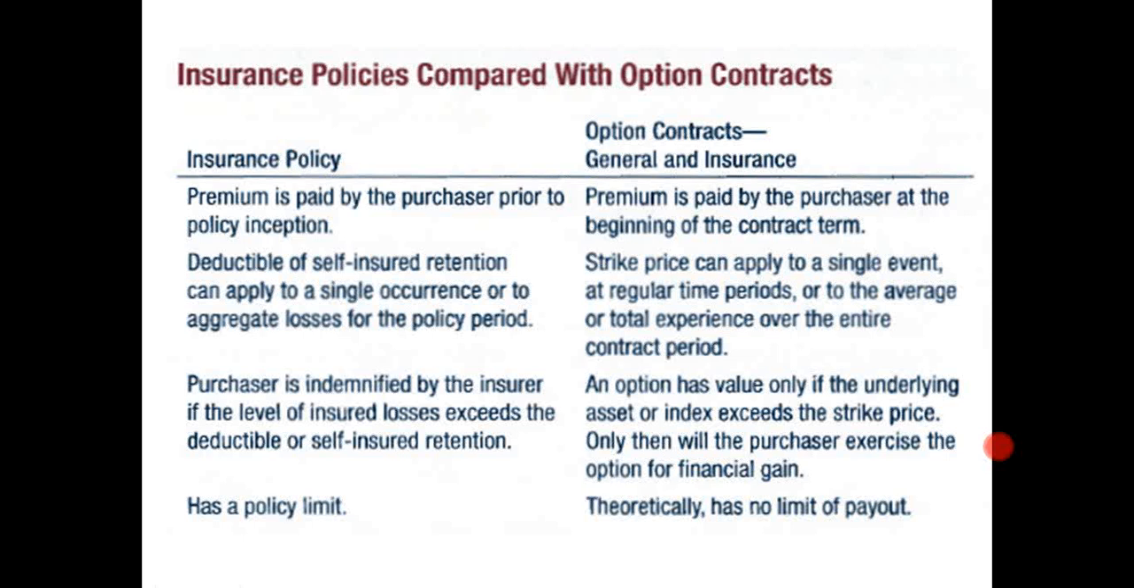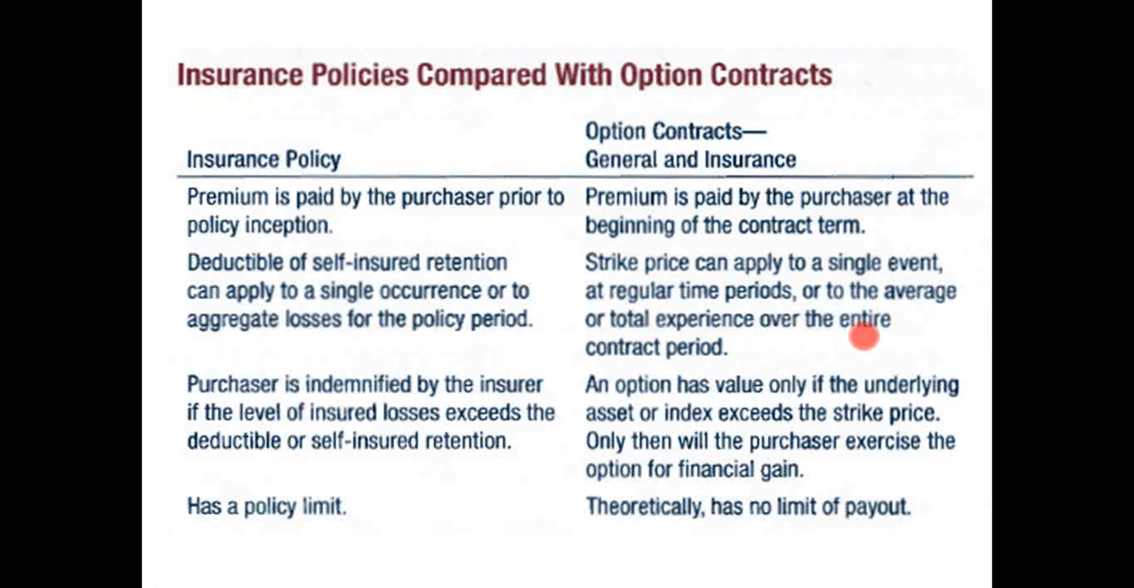I think it's a good example of how these things are different from an insurance policy. Under an insurance policy, the premium is paid by the purchaser prior to the policy inception. Again, in this case, we're talking about a contract, so the premium is paid by the purchaser at the beginning of the contract term. We're using the word premium, and when we talk about a policy, we think about insurance. A deductible or self-insured retention can apply to a single occurrence. In this case, a strike price can apply to a single event, or regular time periods, or to the average of full experience. It depends on what the contract says.